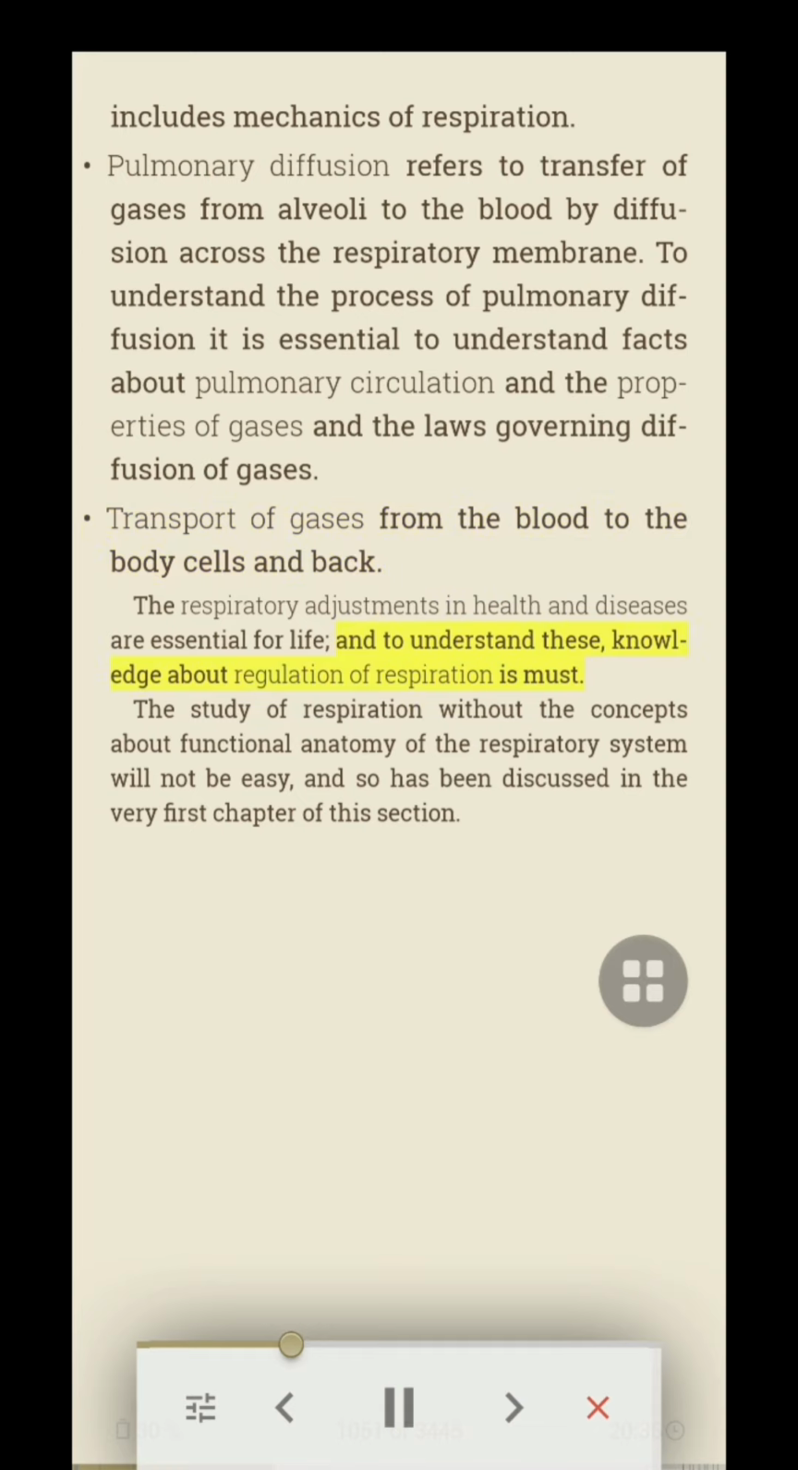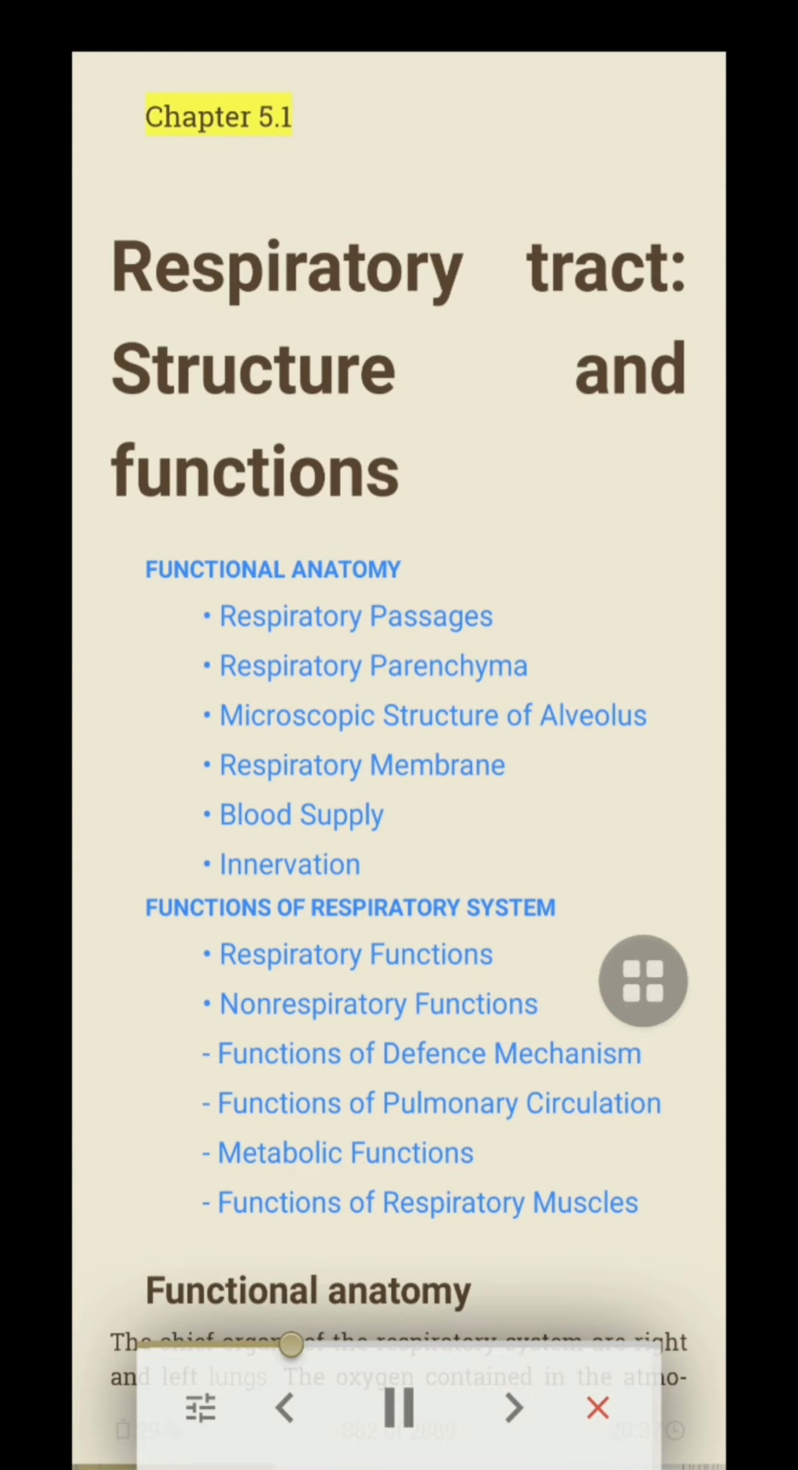The respiratory adjustments in health and diseases are essential for life. And to understand these, knowledge about regulation of respiration is a must. The study of respiration without the concepts about functional anatomy of the respiratory system will not be easy, and so it has been discussed in the very first chapter of this section. Chapter 5.1. Respiratory Tract. Structure and Functions.